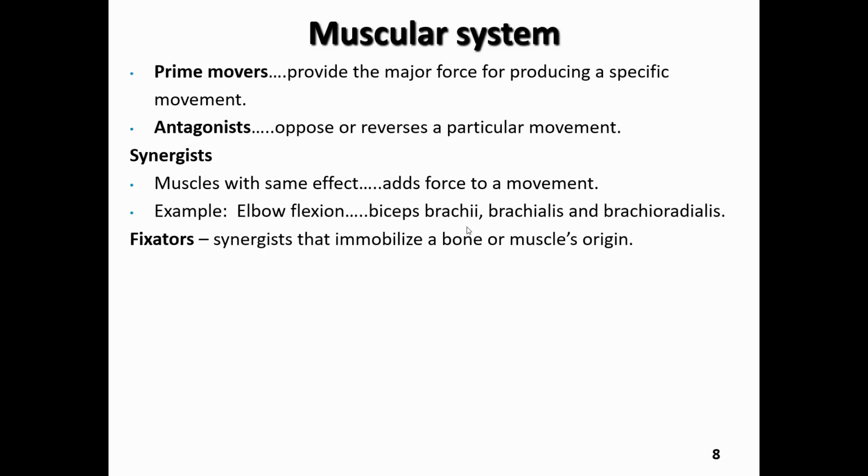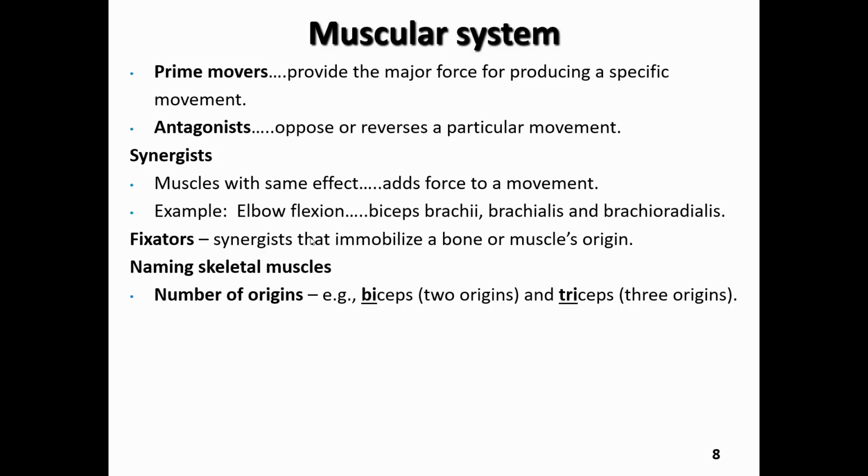A fixator is a term referring to a muscle, or these muscles rather, that are synergists, that function to immobilize a bone or a muscle's origin to provide a stable base of support or to help a person maintain upright posture.